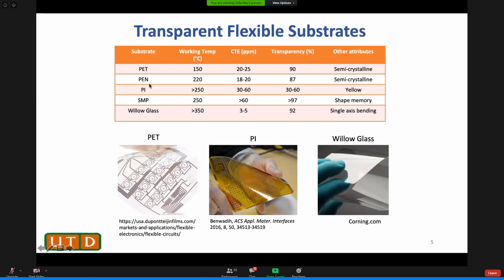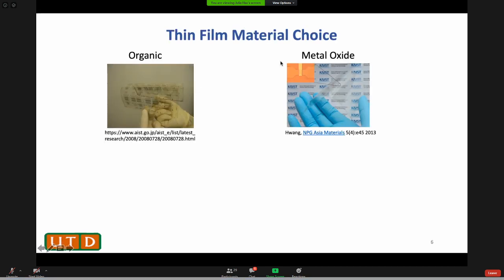CTEs will cause problems when you heat up the whole stack of materials. We'll come back to that. Okay, so what about the active material? What do people use? You can use organics or metal oxide. Those are the two things. They can both be solution deposited. For metal oxide, for those of you who have worked on it, sol-gel chemistry is very well known to make metal oxide.